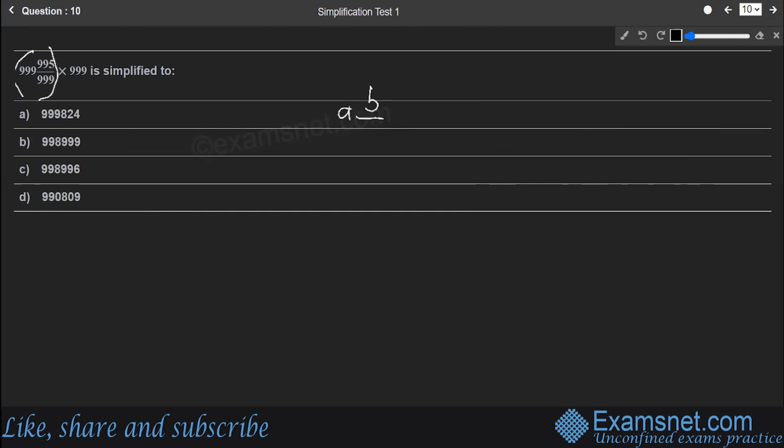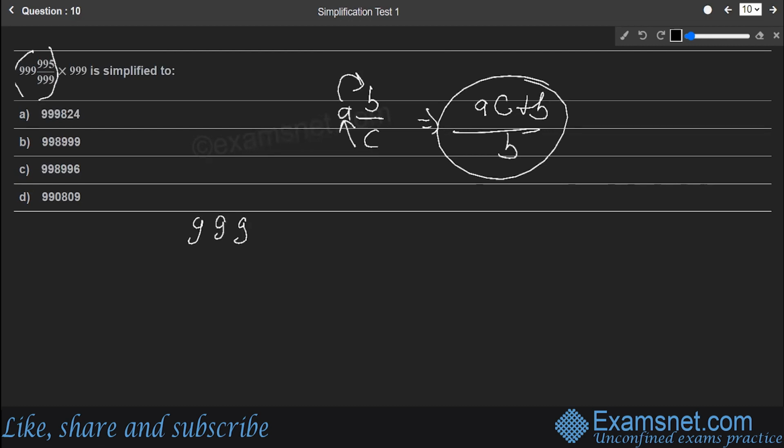Suppose there's a mixed fraction called a b by c. How do we solve it? This is solved as a and c get multiplied and then b is added up. So it's like ac plus b divided by c. This is how it is solved. So we're going to do the same thing with it. We have got the expression 999 995 by 999 into 999. This is the expression given to me. Now, what we can do is this can be simplified.